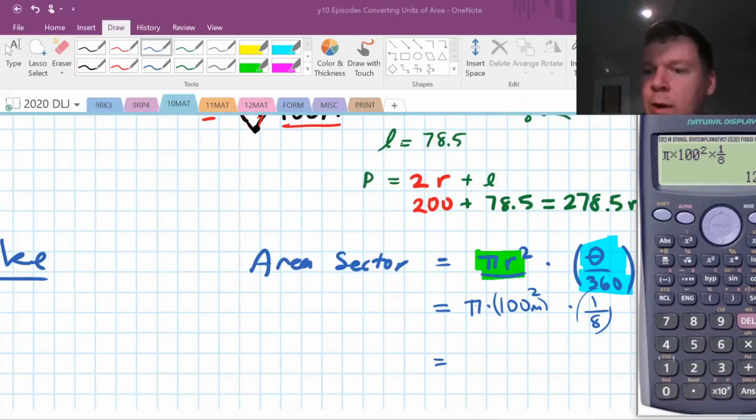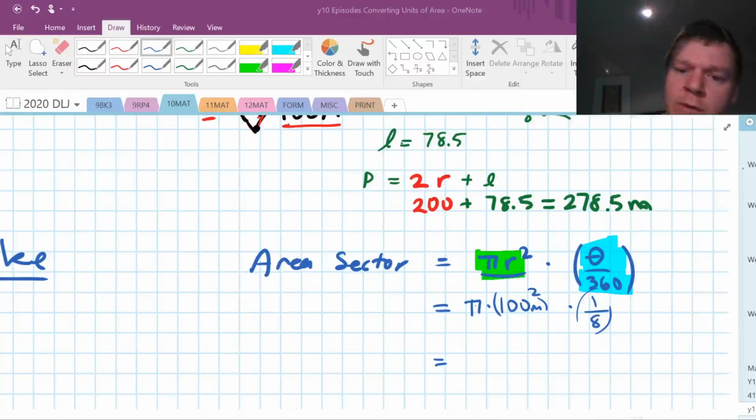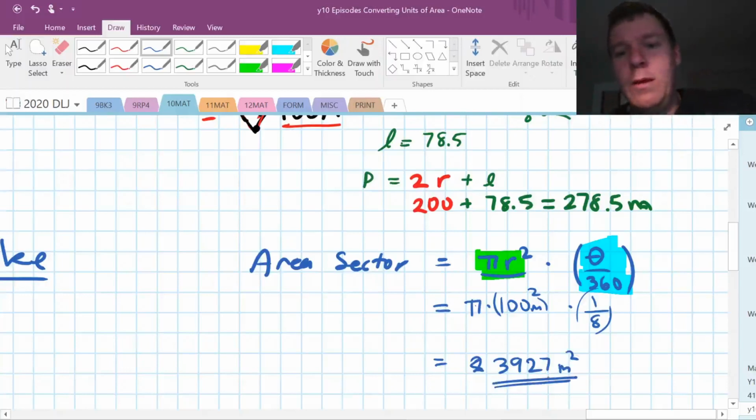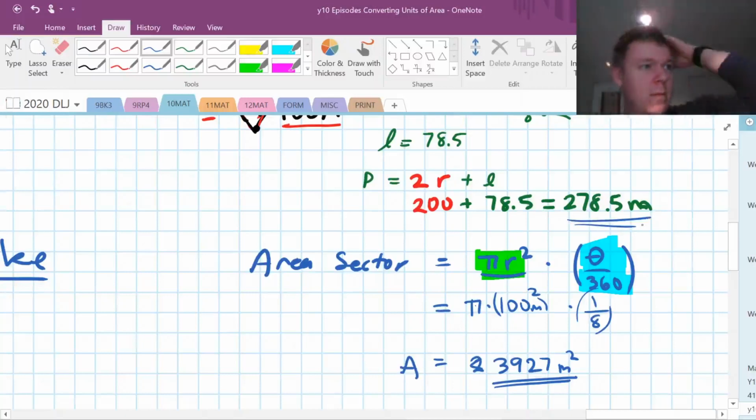Don't want our answer in pi, we want it in decimals. 3927. Let's just round it up to 3927. And our units will be meters squared. So that's our final area. That's our final perimeter.